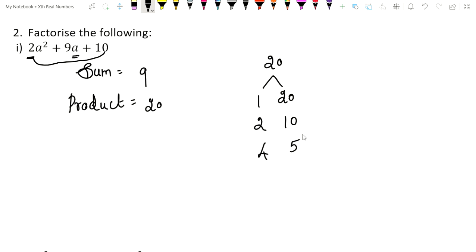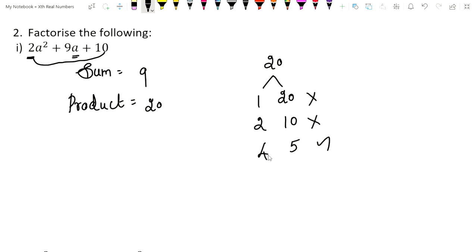Okay. Now here both are positive. Sum also positive, product also positive. So both the numbers are positive only. Bigger number also positive, smaller number also positive. Okay. First find out the factor. When we add this, where will you get 9? 1 plus 20, 21. So this is not suitable. 2 plus 10, 12. So this is also not suitable. 4 plus 5, you are getting 9. So this is the suitable factor.